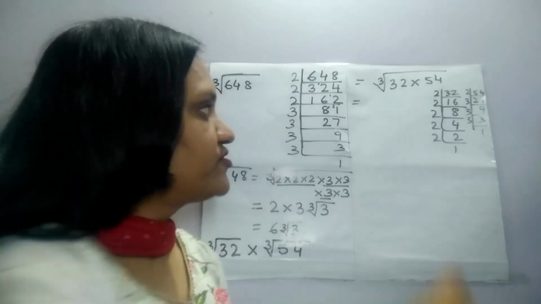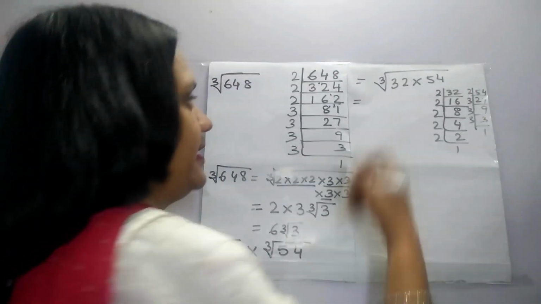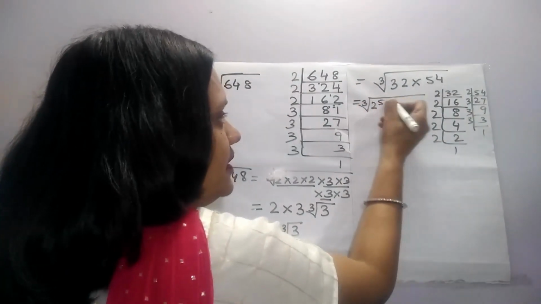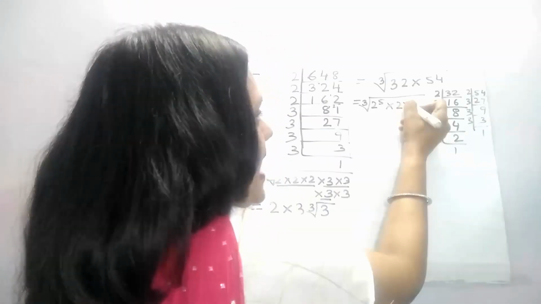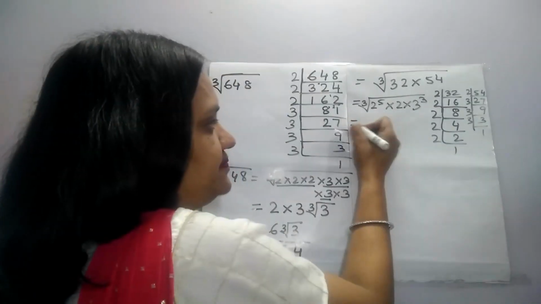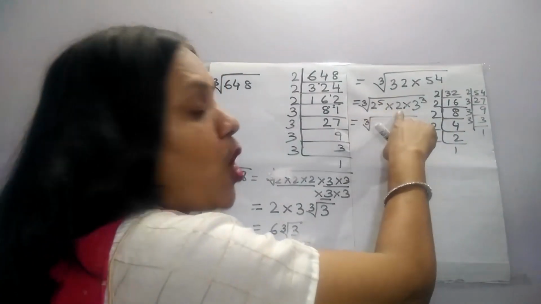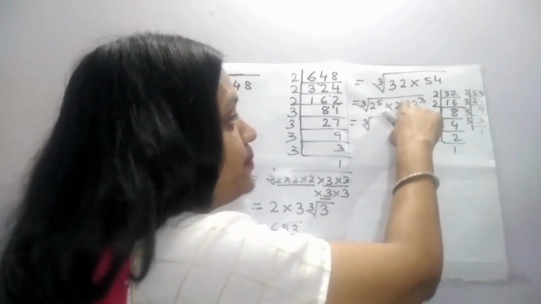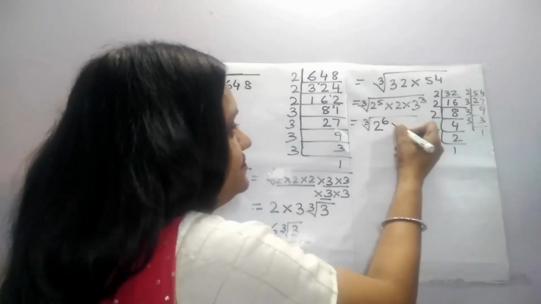So we have got 1, 2, 3, 4, 5 twos over here. And here we have got 1, 2 and 1, 2, 3, 3 threes. So if we apply laws of exponents, 2 to the power 5 into 2 to the power 1 is 2 to the power 6.